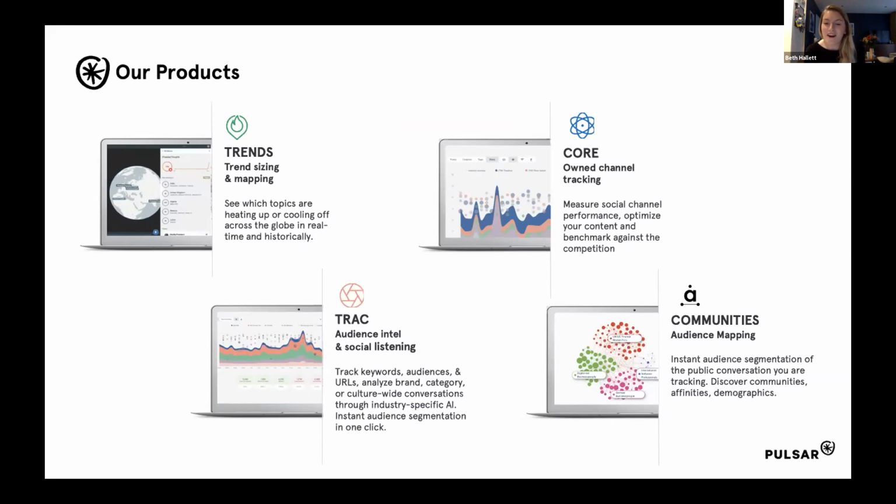We then have Pulsar Core, which is our analytics tool, and this allows you to track and monitor your social channels and those of your competitors and benchmark against them. So you can see here how your channels are growing and performing and how specifically your content strategy is playing out. So there are 4 tools. The one that we're going to be focused on today is Track, our social listening tool. This is where the first party data functionality lies. So moving on to the next slide.